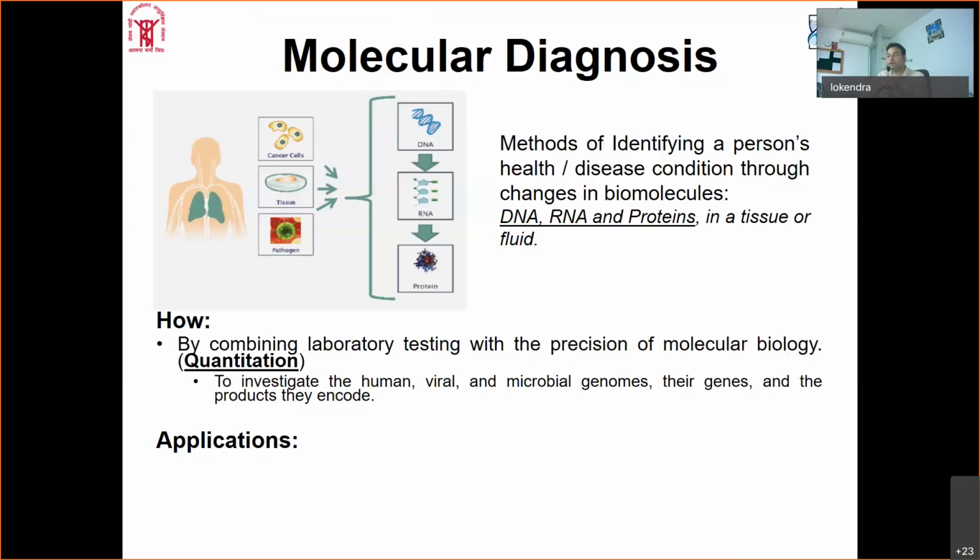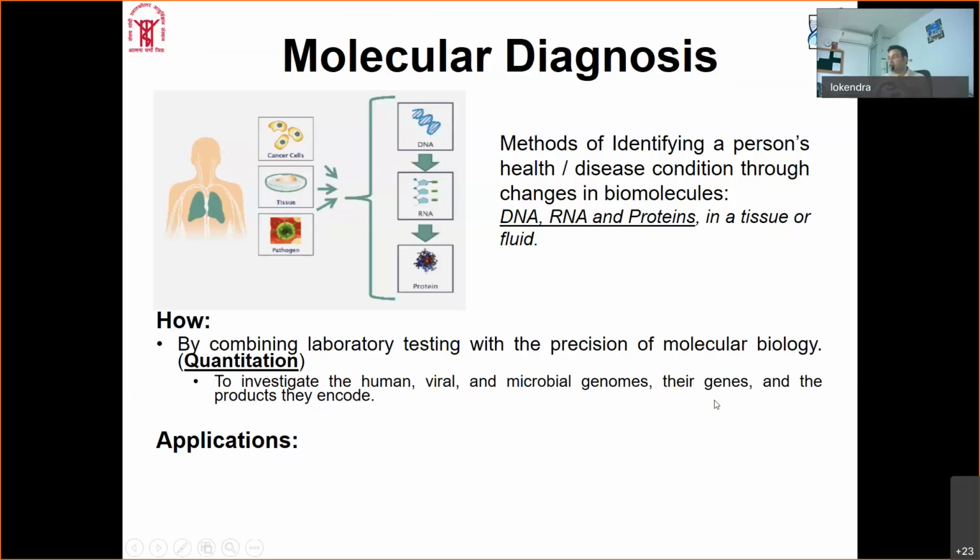So what we basically look at is either the presence of a genome or the proteins which are encoded by those genes. That genome could be human, if we are looking for certain specific types of mutations, and then viral genomes or microbial genomes, if there is an infection condition.